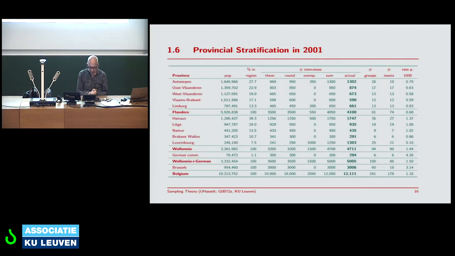And then we have the busy picture in 2001. Well, in 2001, we have regional stratification, Flanders, Wallonia, then the German community, and here we also have the total of Wallonia and the German community. So the idea of this slide is to be more complete in terms of the design than the previous ones, which still provided a bit of a simplification.